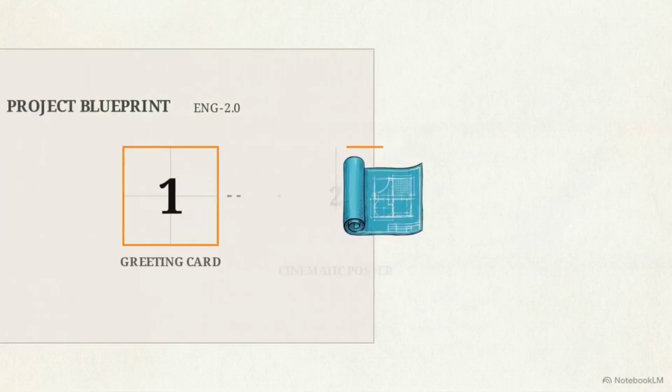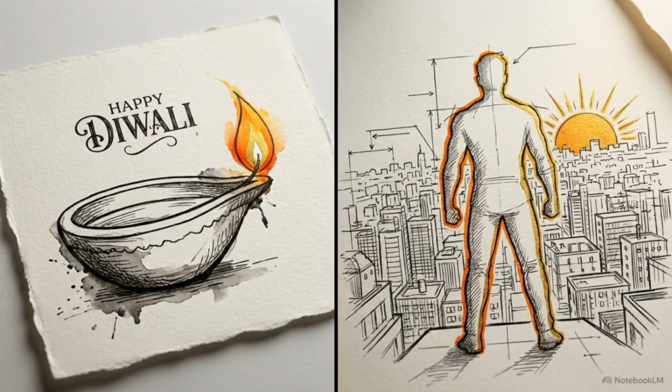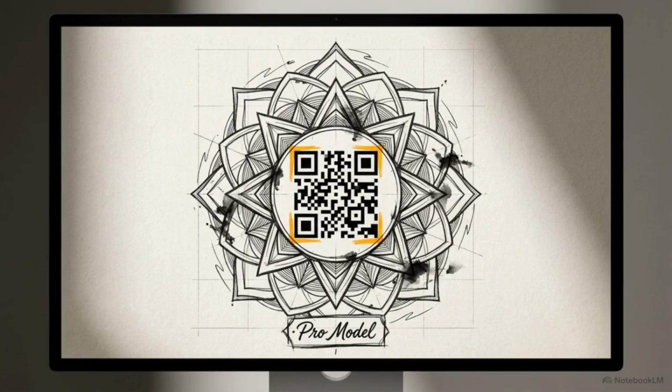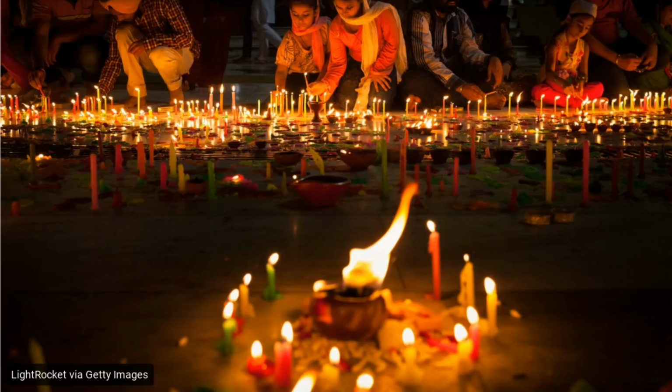We are going to build 3 assets to test these capabilities. First, a multilingual greeting card. Next, a viral cinematic poster. Finally, we will use a paid thinking model account to engineer an artistic, scannable QR code. By mastering these 3 specific workflows, you will gain the practical tools needed to produce localized digital assets entirely on your own. Digital greeting cards and customized WhatsApp stickers dominate regional communication networks, creating a massive demand for localized graphics.